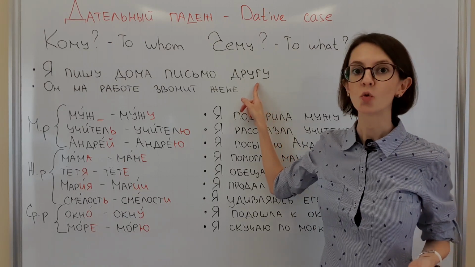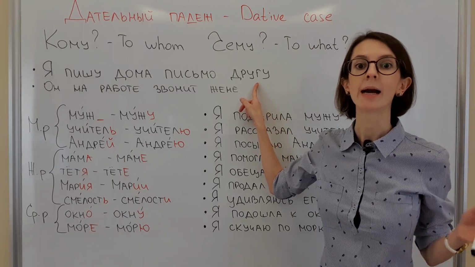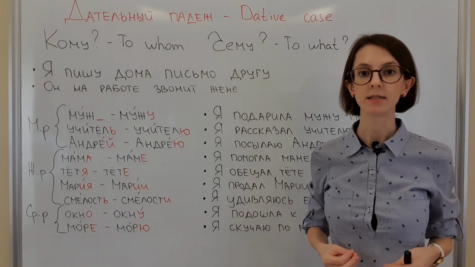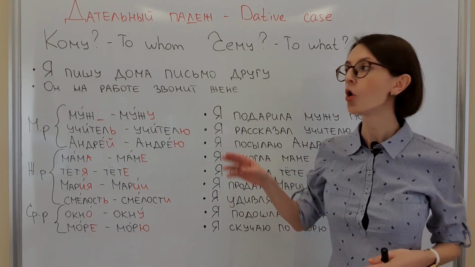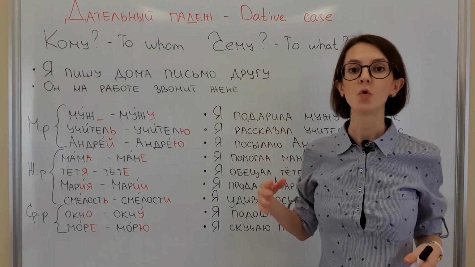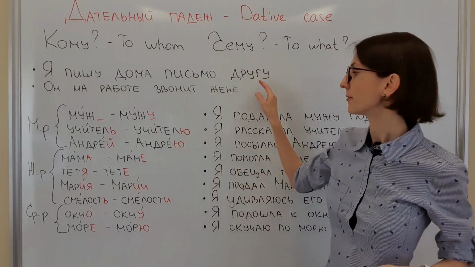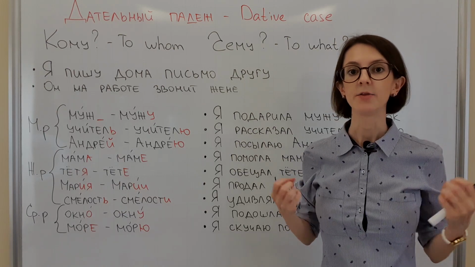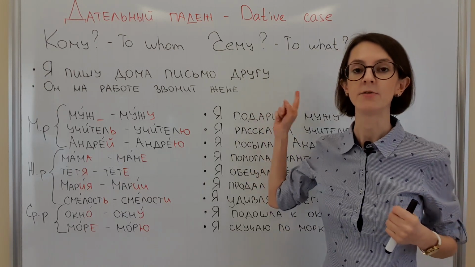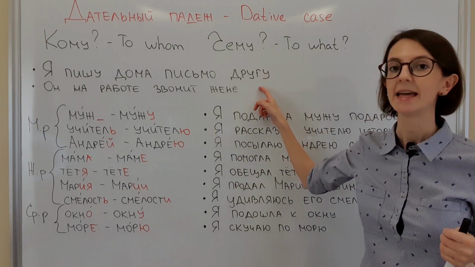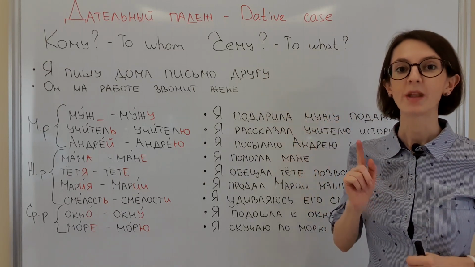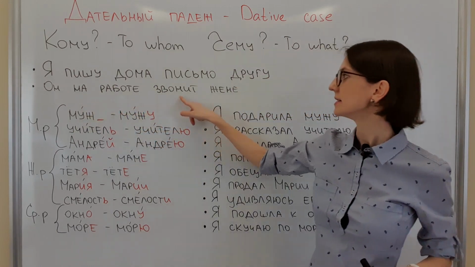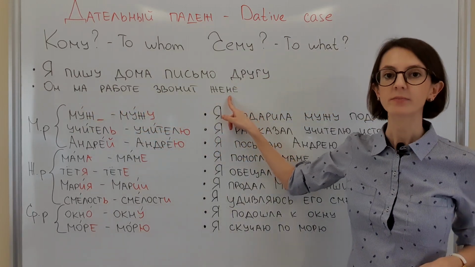And last question. Я пишу дома письмо кому? To whom am I writing this letter? Я пишу письмо другу. To a friend. So a friend receives the action from us. He receives a letter. He is a recipient. That's why we use dative case. Другу.